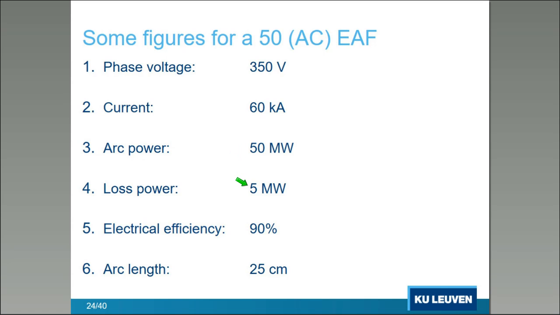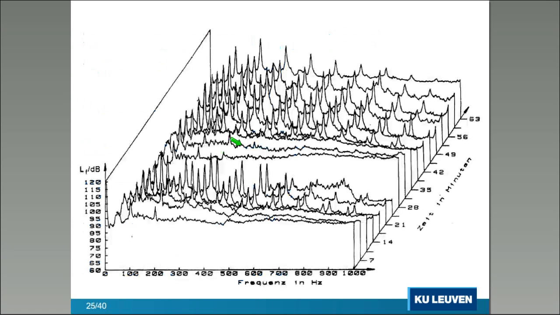The losses are about 10%, so 5 megawatt is lost, which gives an all-round electrical efficiency of the electric arc furnace of around 90%. And I already told you the arc is quite short, only 25 centimeters, let's say. So for this system, you have 3 arcs of 25 centimeters, and these 3 arcs are able to give the melting bath a power of 50 megawatt. So you see that it is really a huge electrical installation.